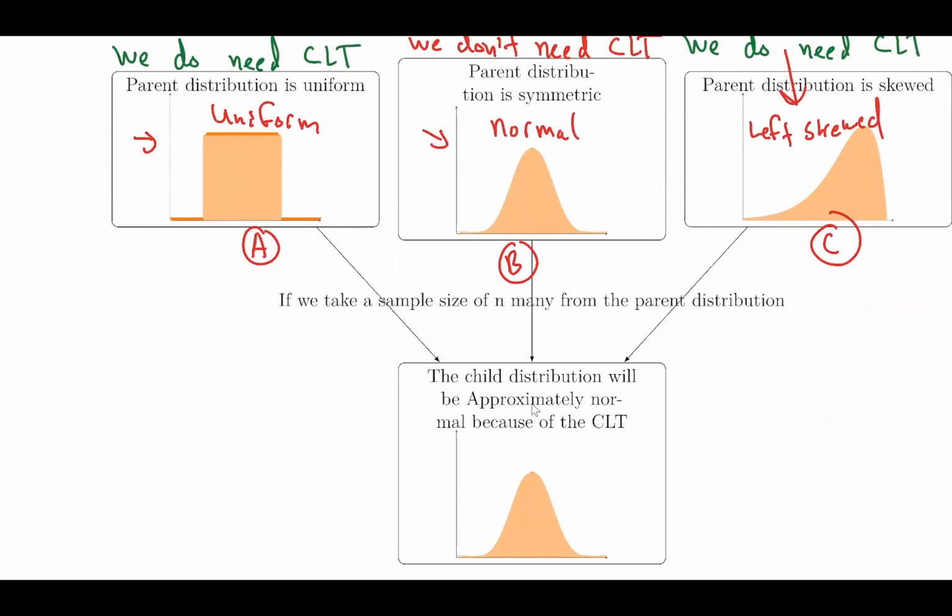All right, so what the central limit theorem says is it doesn't matter the shape of your distribution. It could be uniform, it could be normal, it could be left skew. If we have a big enough sample size where n is greater than or equal to 30, then the child distribution will be approximately normal because of the central limit theorem.